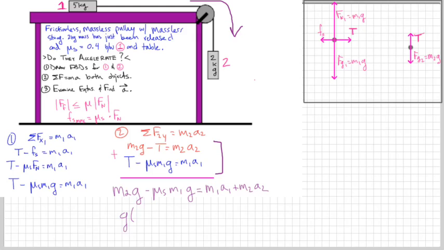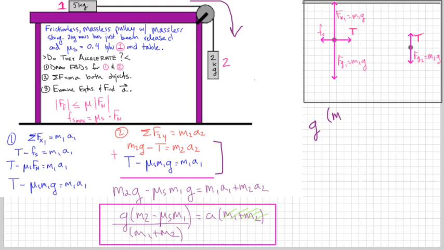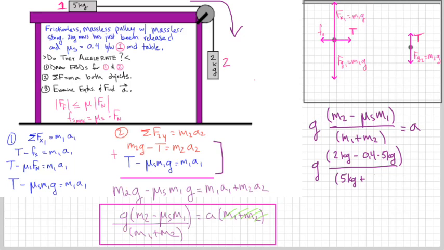So I'm factoring out my values again. We'll see it looks very similar to what I had before, a little bit of change. I've divided both sides by m1 plus m2. And so I still have gravitational acceleration g times some fraction, but this time the fraction includes something about friction, equals a. And so I have g times m2 minus mu s m1 over m1 plus m2. And here I'm going to substitute those values in finally.